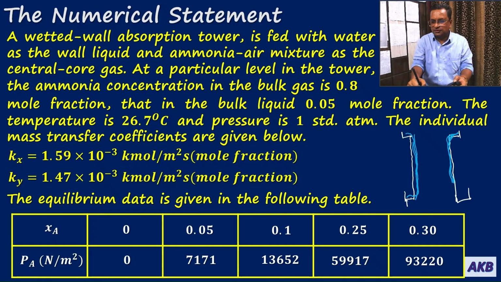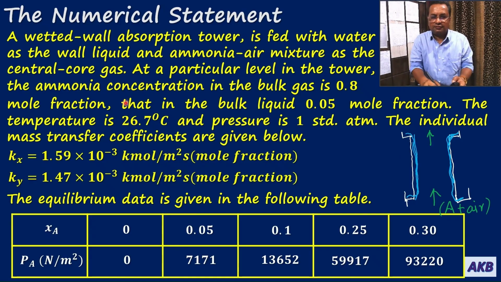So water is flowing down as a thin film, and then the ammonia plus air mixture is blown as a central core gas through the center of the tower. As the water and the ammonia-air mixture come in contact with each other, there is absorption of ammonia into water. Here ammonia is denoted by A. So this is A plus air mixture, that is, ammonia plus air mixture.